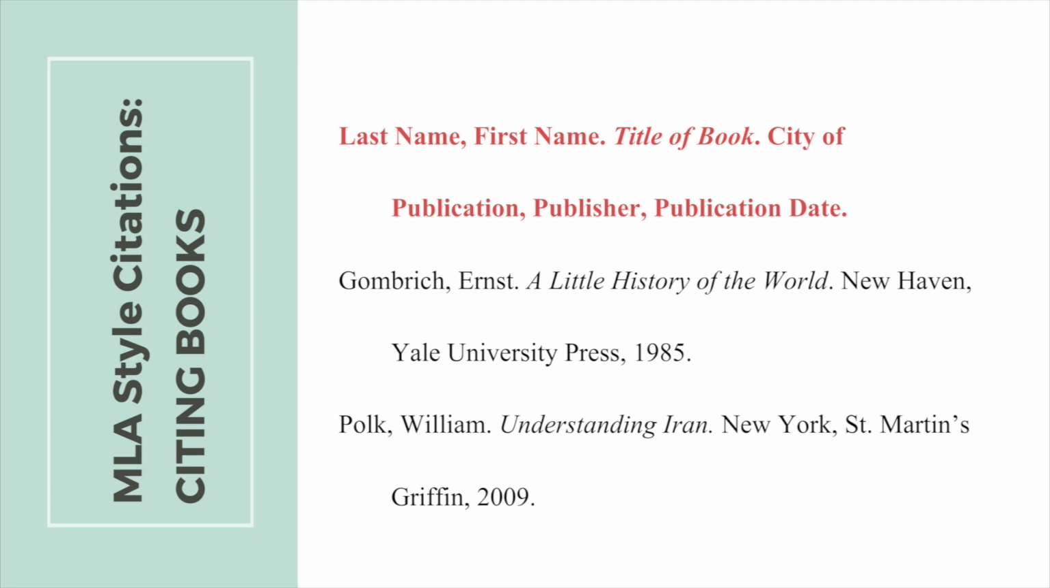To cite a book in a works cited, simply write the author's last name, followed by a comma, his or her first name, and then a period. This is followed by a title and a period, then the place of publication, the publisher, and finally the publication date. On this slide, I have 2 example citations of William Polk's book Understanding Iran and Ernst Gombrich's book A Little History of the World.